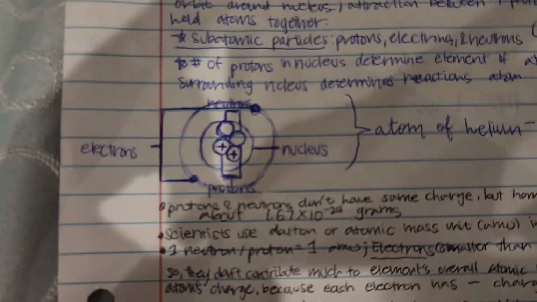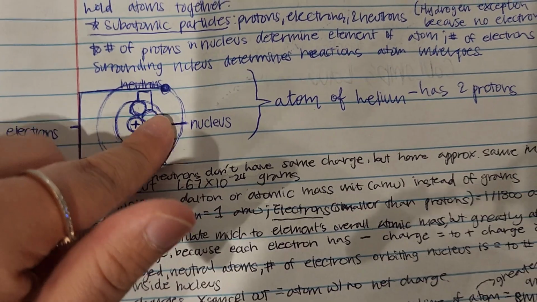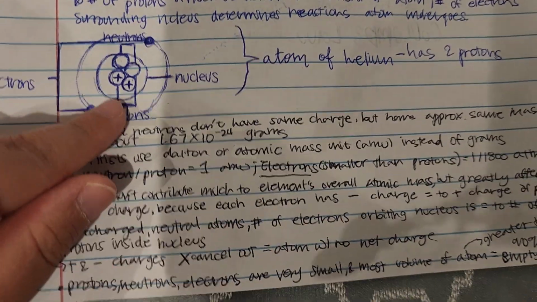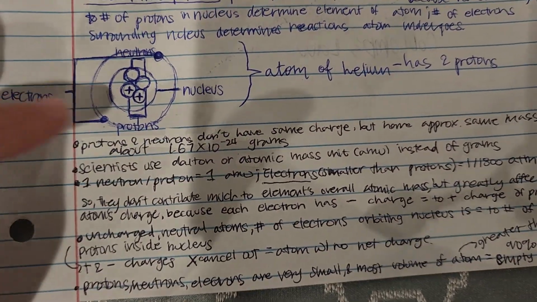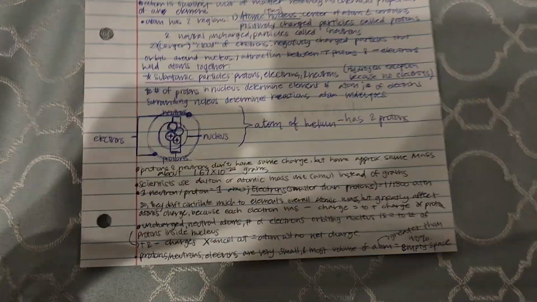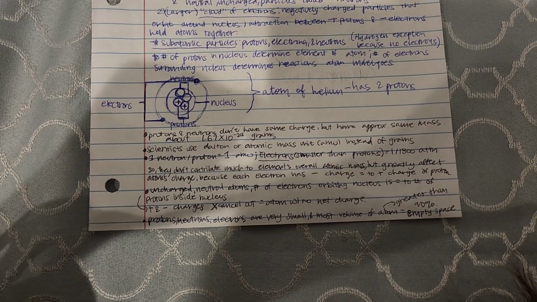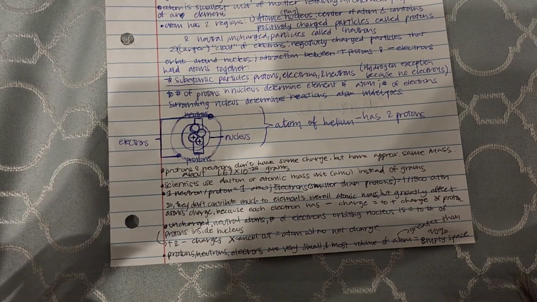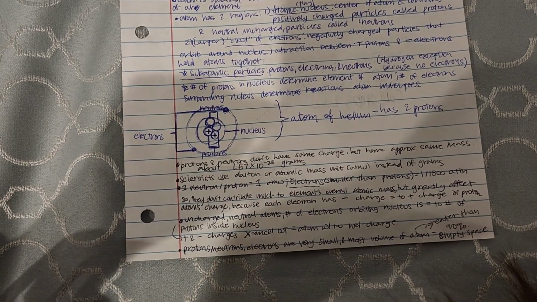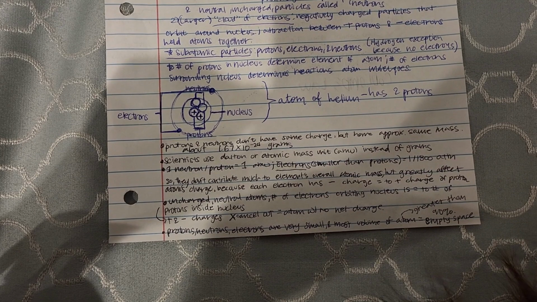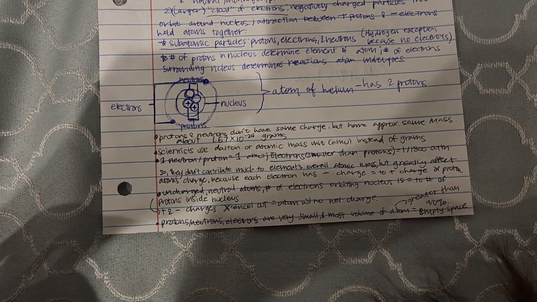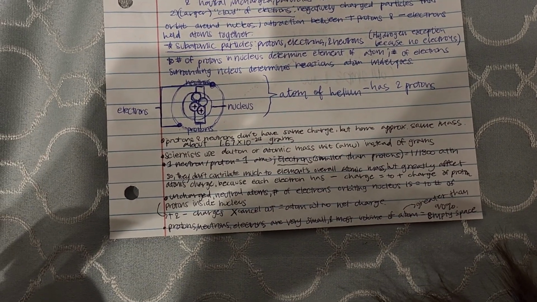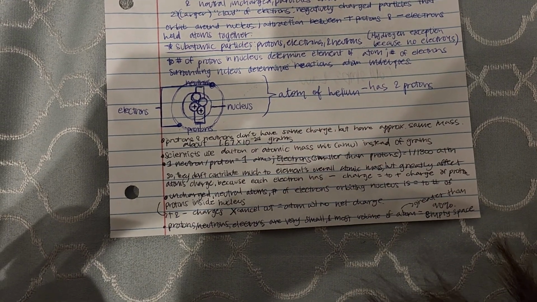So this is kind of like a graph of it. As you can see here, it's the neutrons here in the nucleus, the protons with positive charge, and the electrons. The atom of helium has 2 protons. Protons and neutrons don't have the same charge, but have approximately the same mass, about 1.67 times 10 to the negative 24 grams. Scientists use the dalton or atomic mass unit, AMU, instead of grams. 1 neutron or proton equals 1 AMU.